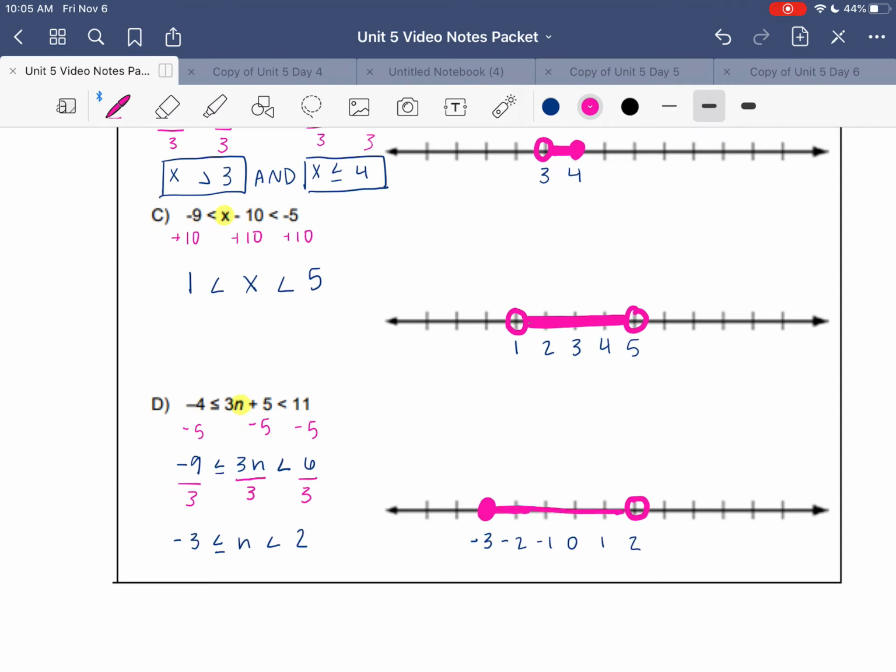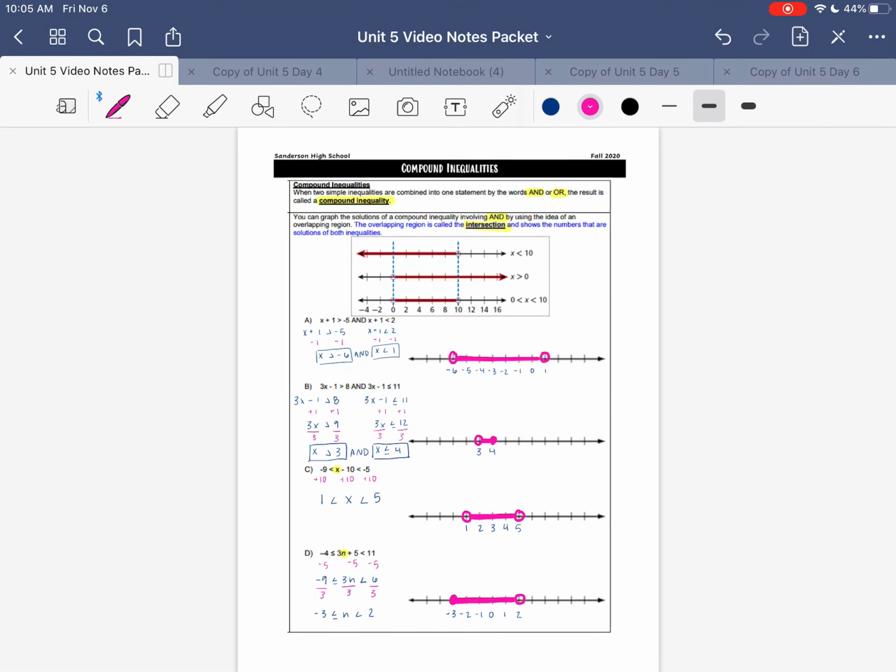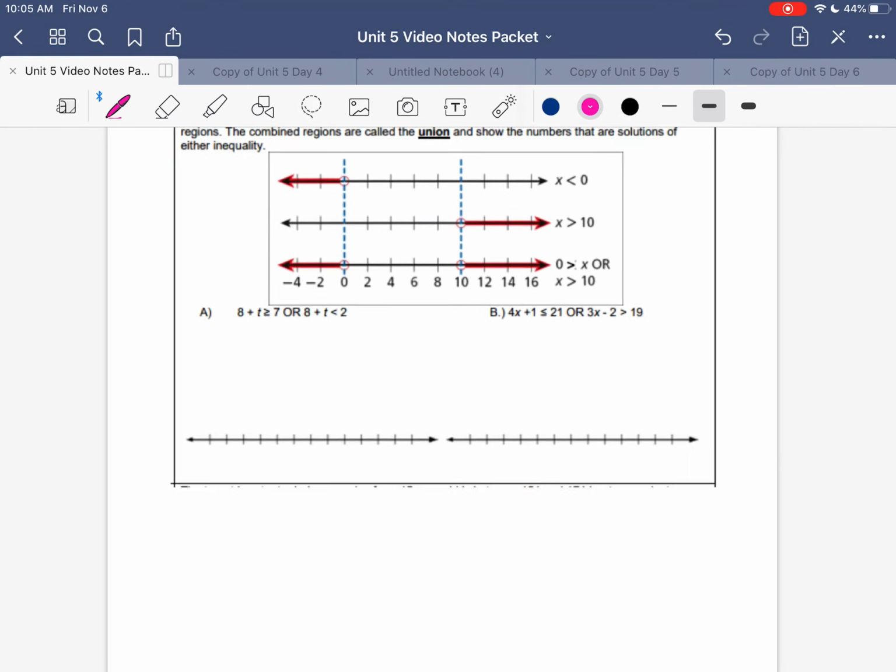And remember, to decide that, we're paying attention to, does it have the equal to line or not? So we want numbers in between -3 and 2. -3 is included, but 2 is not. All right, so those are "and" examples.